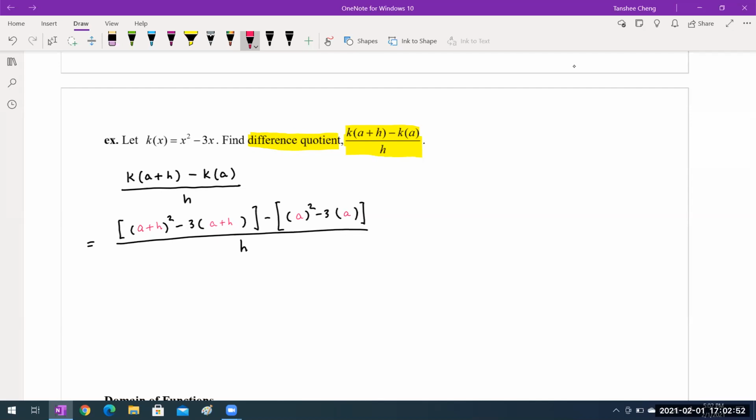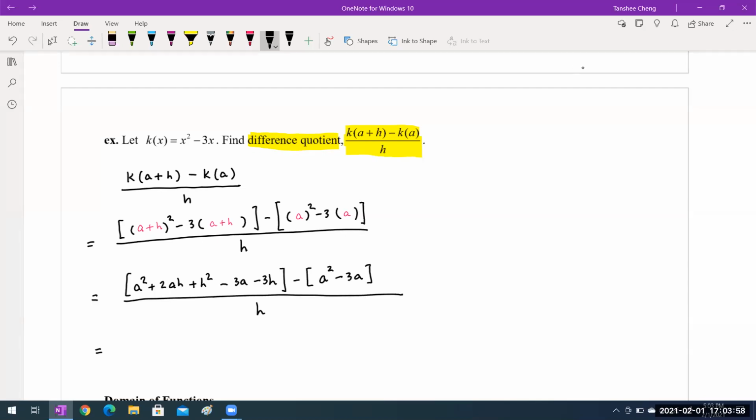Make sure you write it with the proper grouping symbols so that you can simplify clearly and without mistakes. And also the minus k of a. So we substitute the variable a into the formula of function k, and this is what we got. Now we want to simplify the numerator and then continue simplifying this fraction. Let's try to do that.